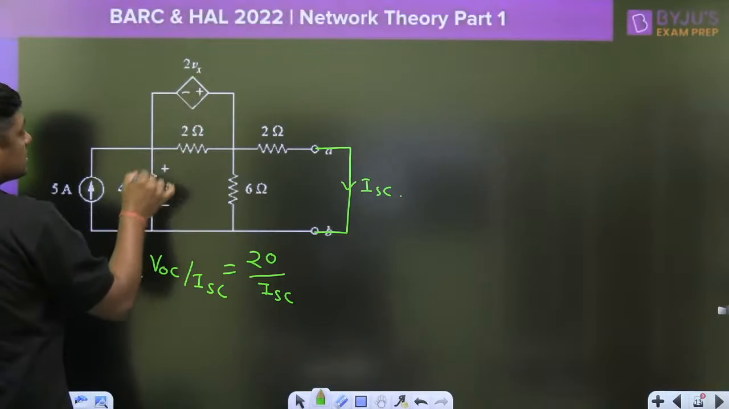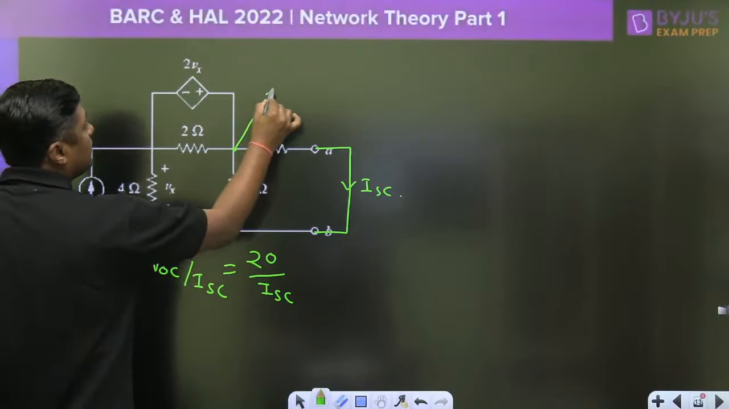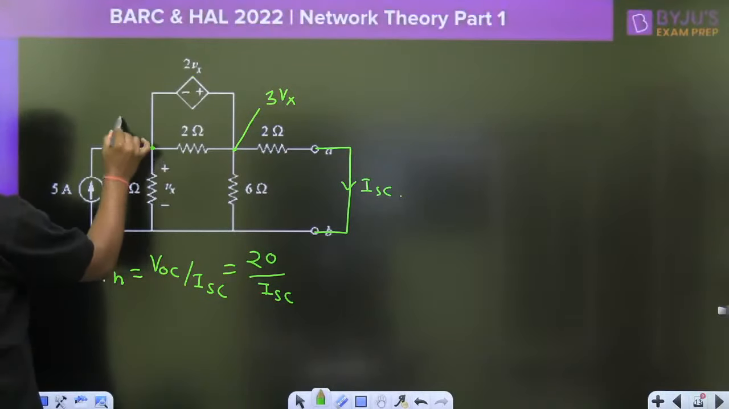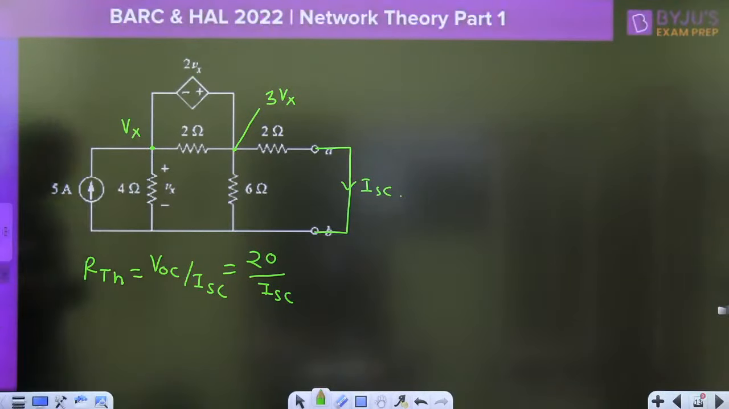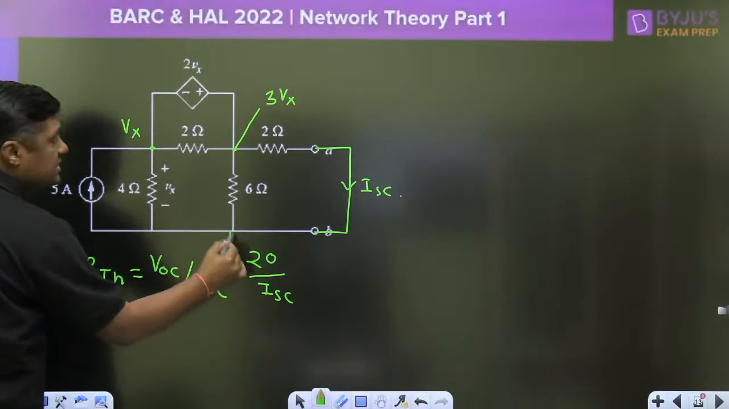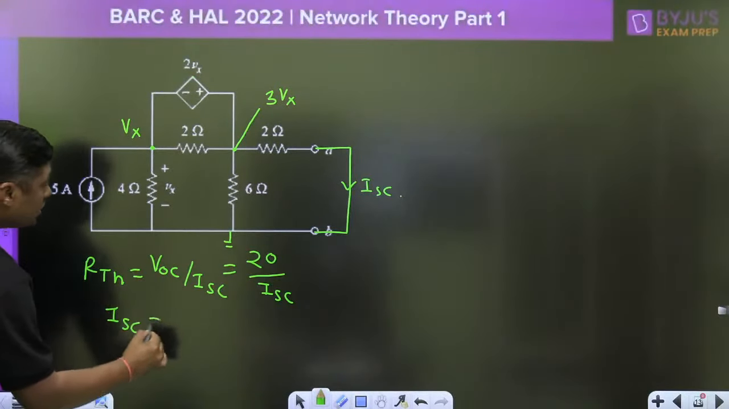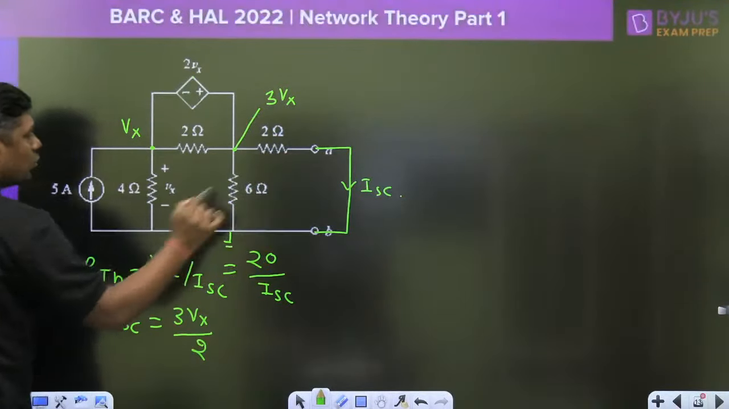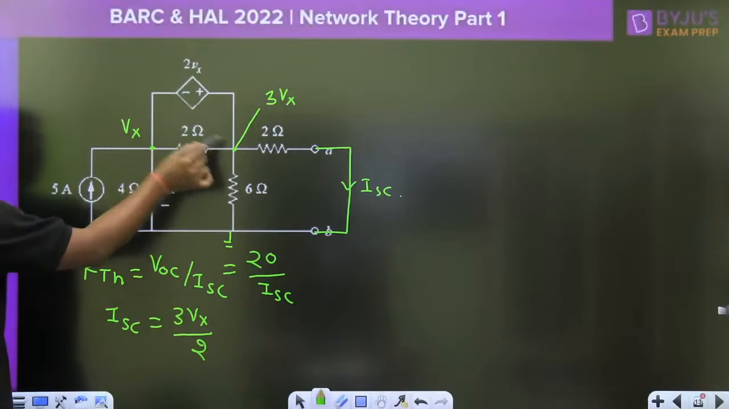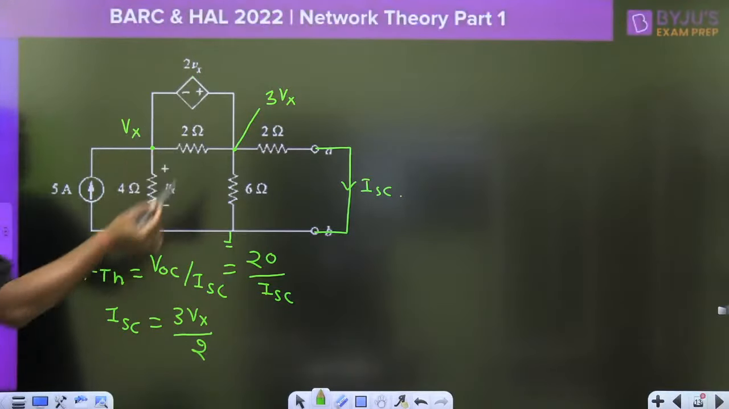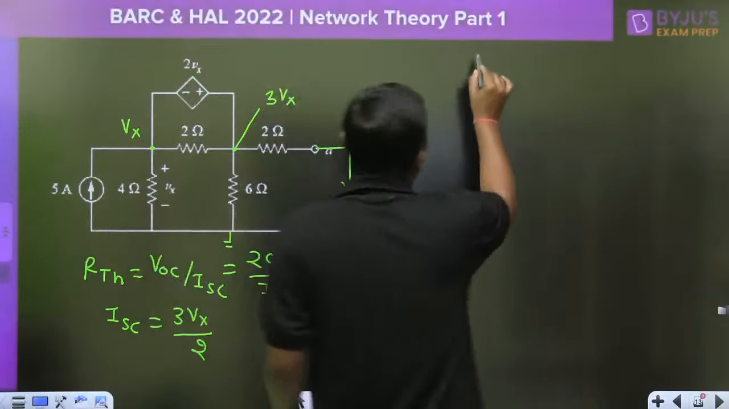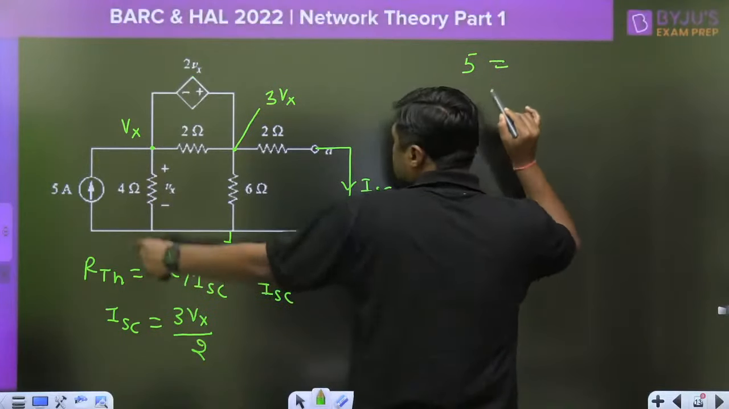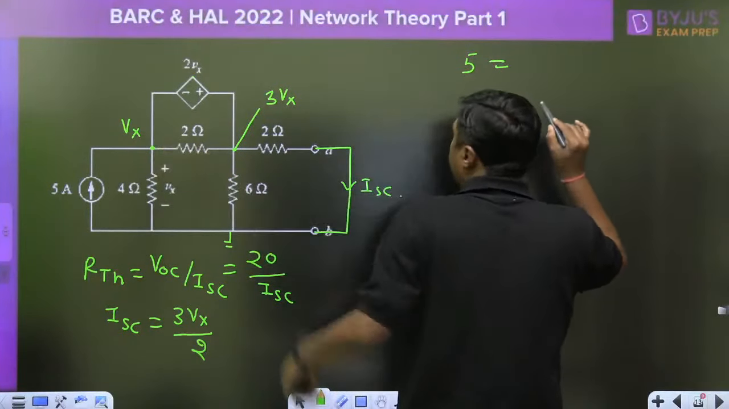This is the 2Vx, this is the Vx. The voltage at this point is 3Vx already. Now that voltage at this point is Vx. And what is the ISC? ISC is nothing but 3Vx by 2. And we have this relation because there is a voltage source. Supernodal analysis. So what is the supernodal analysis? 5 ampere is the incoming current.